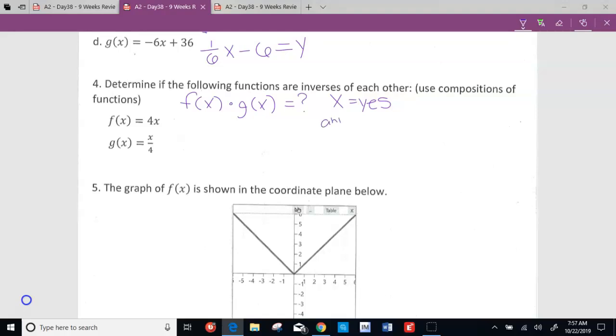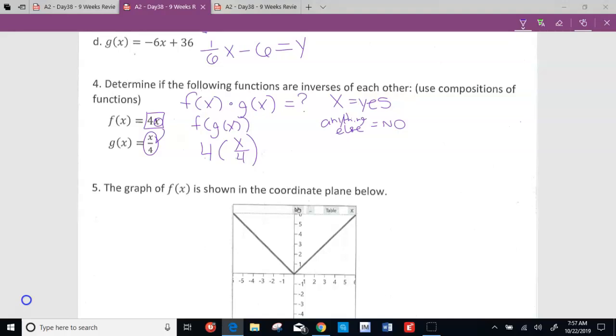So here's what that means. F of g means we're going to take the f function and stuff the g of x function inside of it. So the f function is 4x. I'm going to replace this x with this function right here. So I get 4 times x over 4. That's what I get when I stuff the g function inside the f function for x.